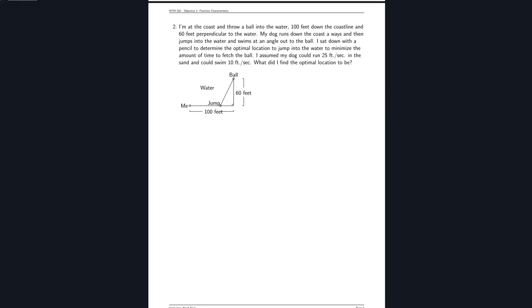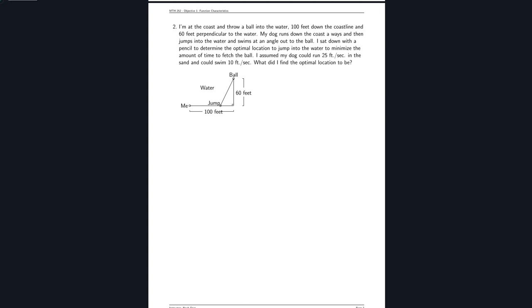All right, let's do another example for optimization. So we've got a bit of a different situation here. In the last problem we were looking at, we were trying to maximize volume, and now we're going to do a problem that's more about efficiency. We're trying to minimize the amount of time it takes, in this case, for a dog to run down a beach, jump in the water, swim through the water to a ball to retrieve the ball, right?